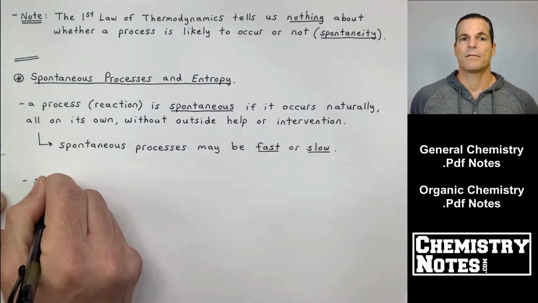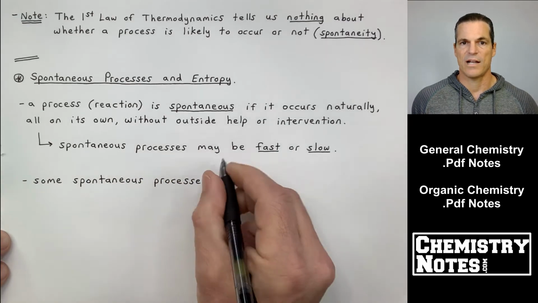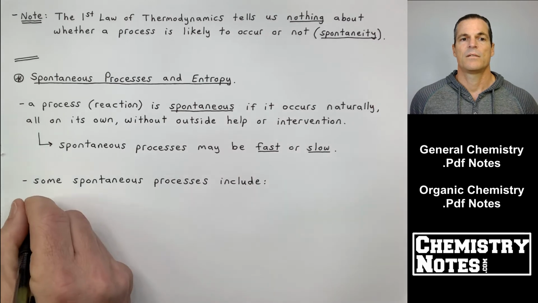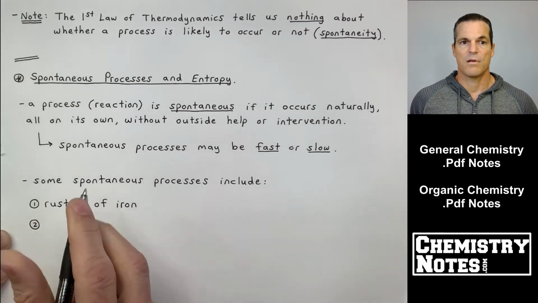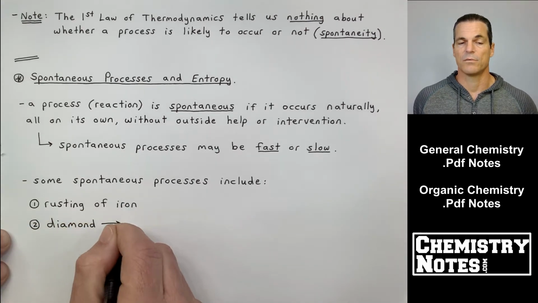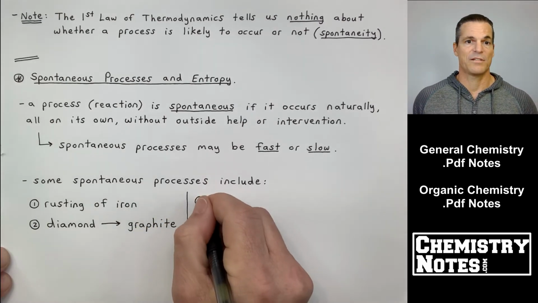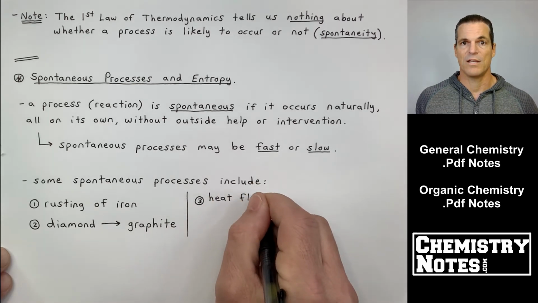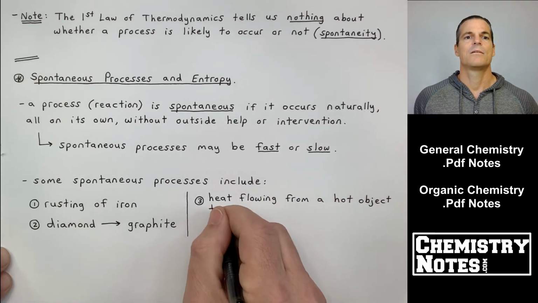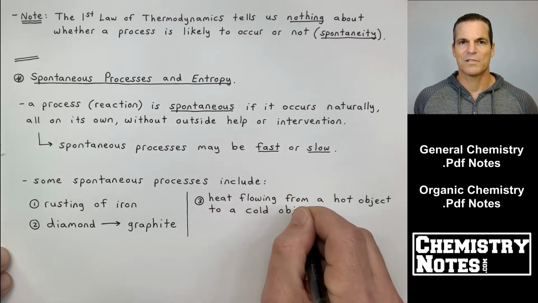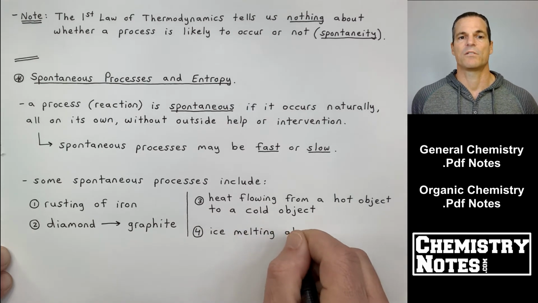Spontaneous processes may be fast or slow, but they do occur naturally all on their own without any outside help or intervention. Some spontaneous processes include, number 1, the rusting of iron. Iron will rust naturally all on its own. Number 2, believe it or not, diamond. The diamond that you're wearing, or the diamond in your neighbor's ear, is slowly being converted to graphite, but that process is so enormously slow that we never would see it. It takes millennia for a diamond to convert to graphite.